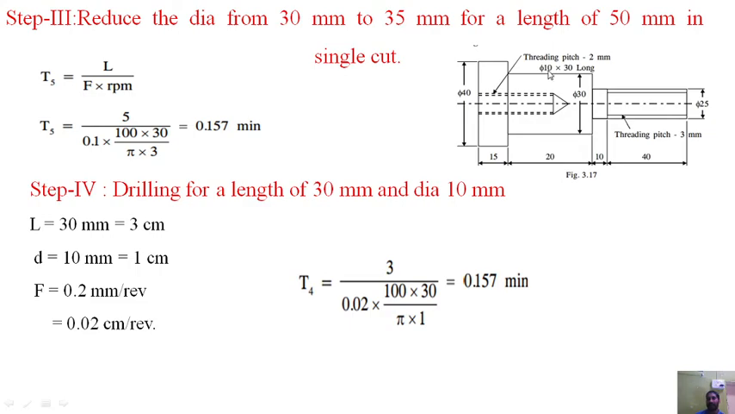10 millimeter is nothing but 1 centimeter. So you substitute this, you will get time for drilling 1 centimeter diameter for a length of 3 centimeter is 0.157. Now the drilling operation is over. Now you have to make a tapping operation.